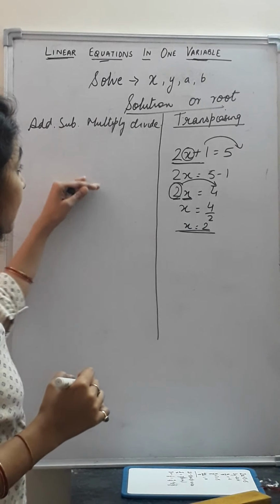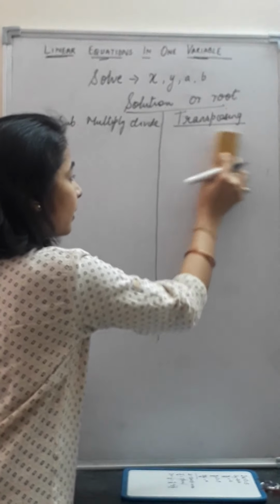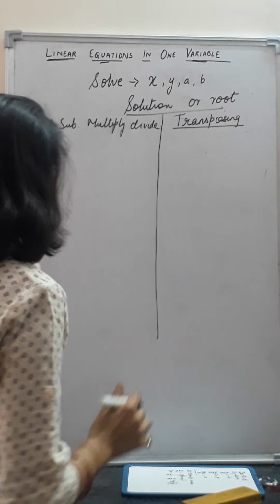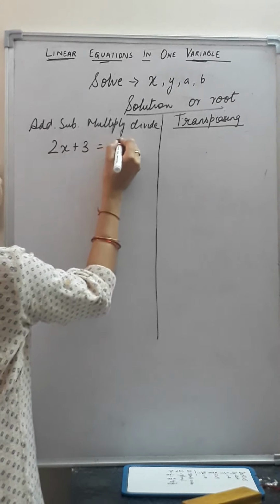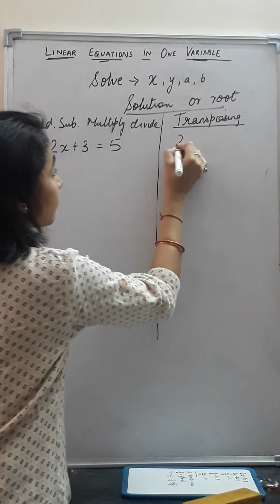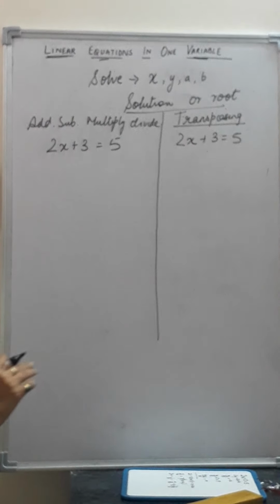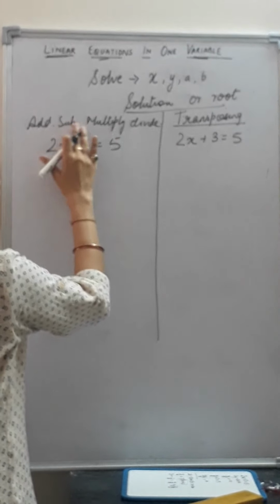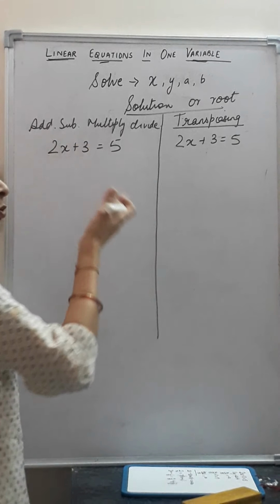Now we will solve the same equations by transposing as well as by adding, subtracting, multiplying or dividing any number to both the sides of the equation. Let us take an equation, 2x plus 3 is equal to 5. We will solve by both the methods. Now whatever is added, subtracted, multiplied or divided to x, we will do the opposite operation with that number.